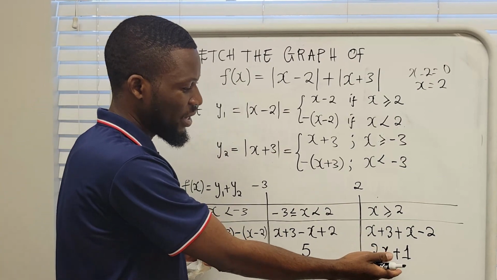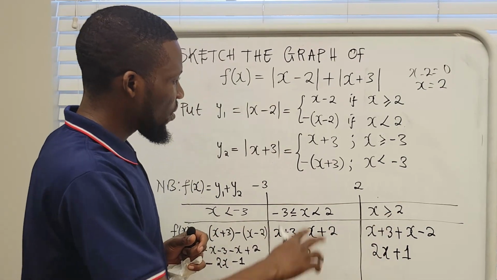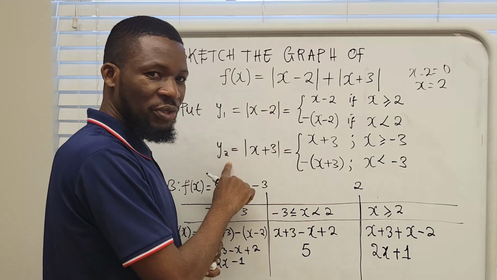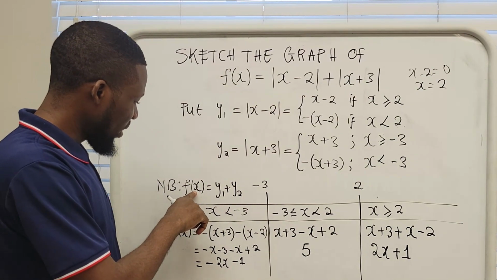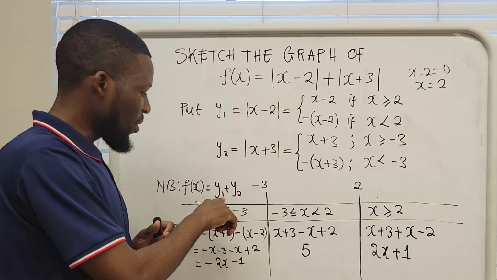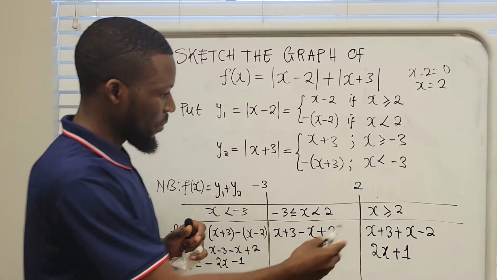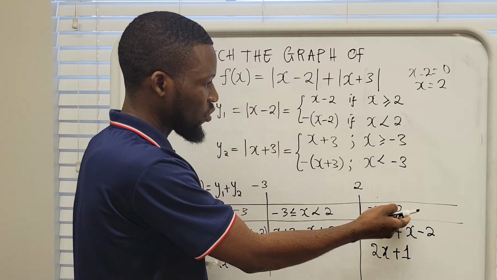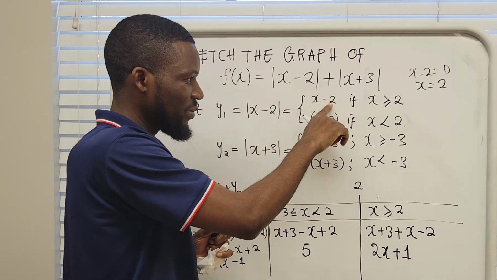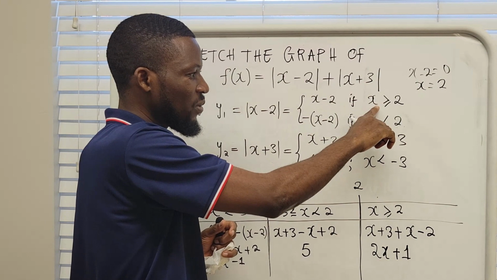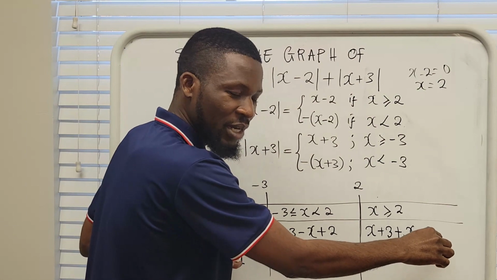I start with the part where x is greater than or equal to 2. Before I talk about y2, here I've written a note where I'm saying f of x is equal to y1 plus y2, where y1 is that and y2 is this. Now, when x is greater than or equal to 2, we are picking the first part, which is x minus 2, defined for all the values of x that are greater than or equal to 2.